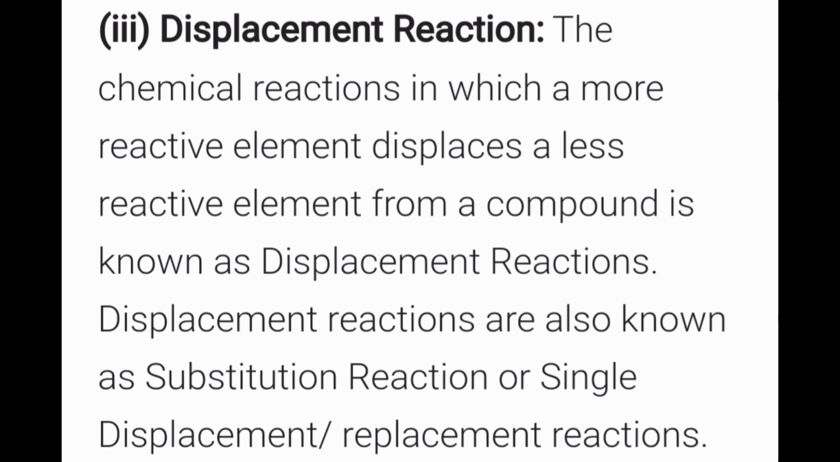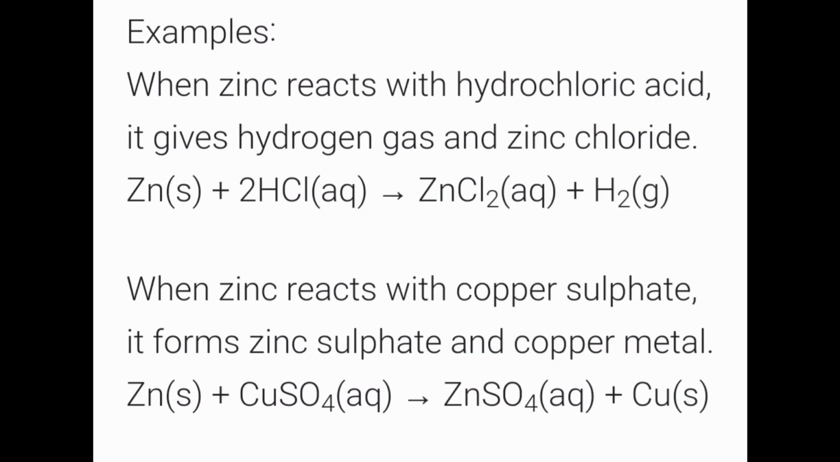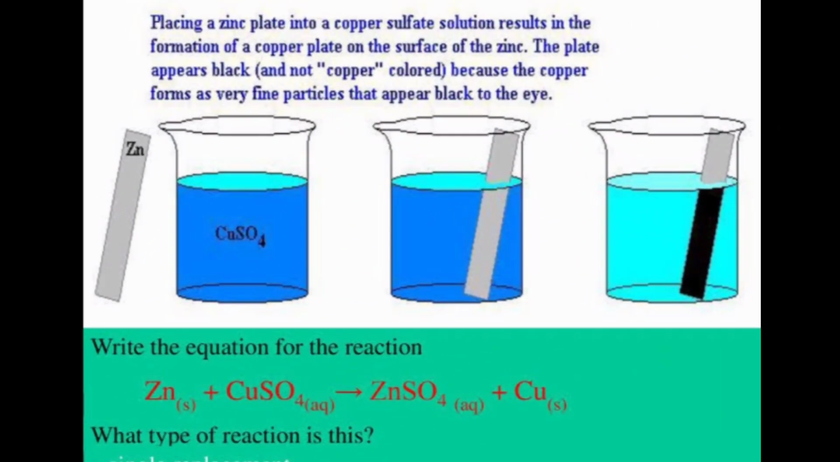Displacement reaction. A chemical reaction in which a more reactive element displaces a less reactive element from a compound is known as a displacement reaction. Displacement reactions are also known as substitution reactions or single displacement reactions. When zinc reacts with hydrochloric acid, it gives hydrogen gas and zinc chloride. When zinc reacts with copper sulphate, it forms zinc sulphate and copper metal. You can see here, zinc displaces copper from copper sulphate solution, and copper is separated and zinc sulphate is made.